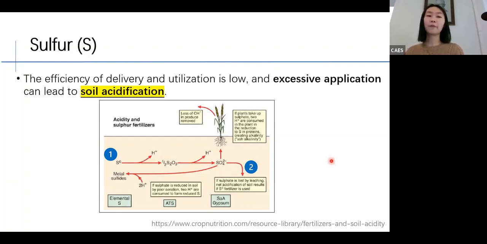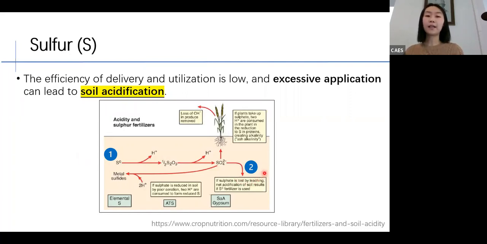acidification by the application of sulfur-based materials. So we kind of solved the first problem: to prevent this from happening, we can decrease the amount of sulfur exposed to the soil by changing the bulk sulfur to nanosulfur because it has higher efficiency.